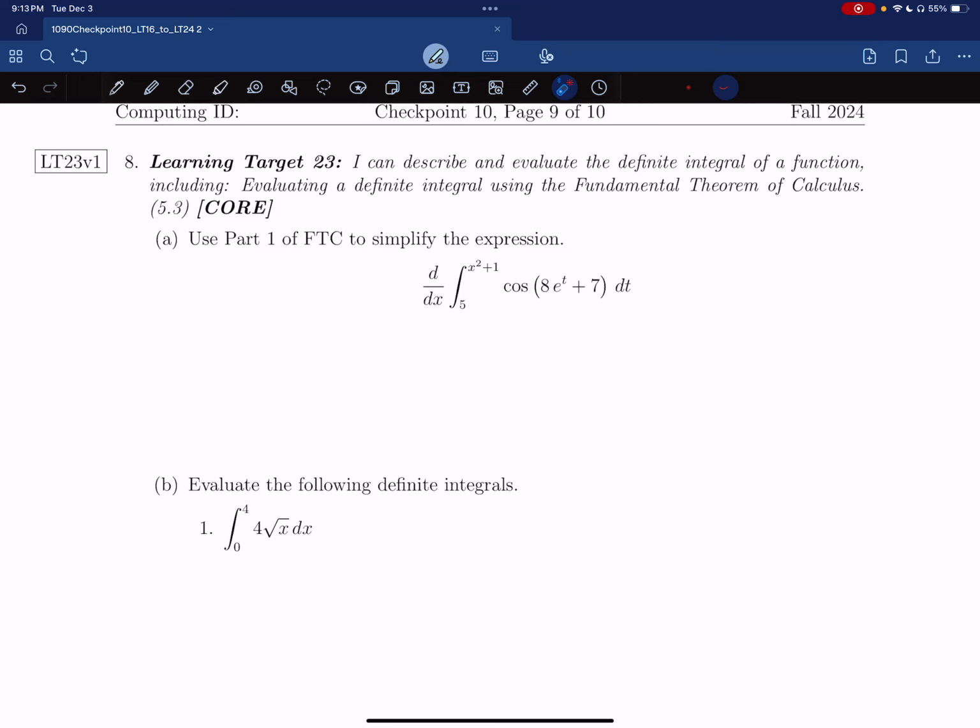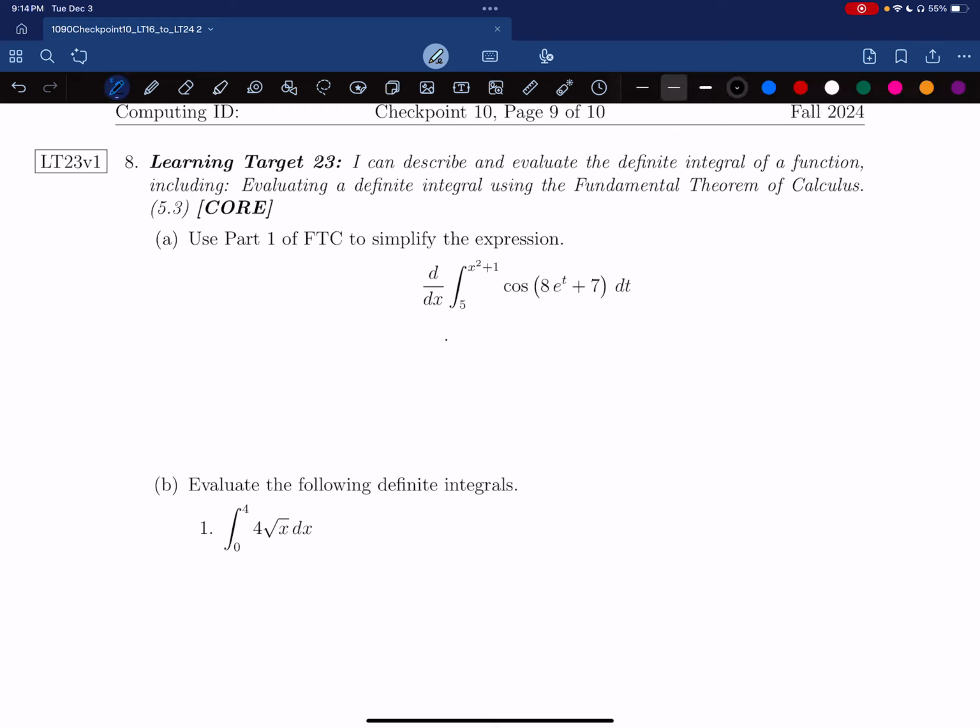Hey everyone, in this video I'll be going over Learning Target 23, which is about evaluating definite integrals using the fundamental theorem of calculus. So in this first part, part A, we need to use FTC, the fundamental theorem of calculus, to simplify this expression. So I'm seeing a derivative and an integral, and typically that just means that cancels out. But because we have the actual function itself in terms of t, and the bounds are in terms of x, we need to replace that, plug it in, and also we're taking the derivative, so we need to use the chain rule.